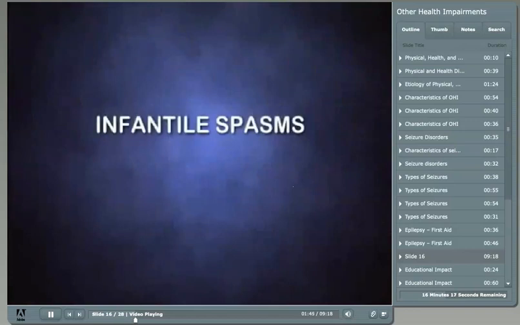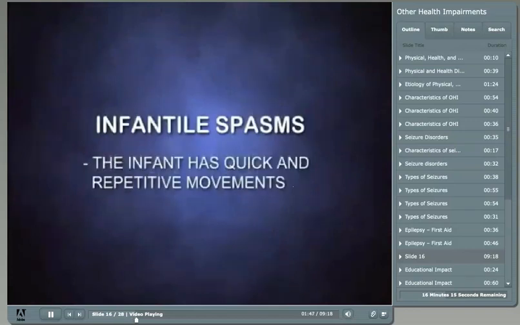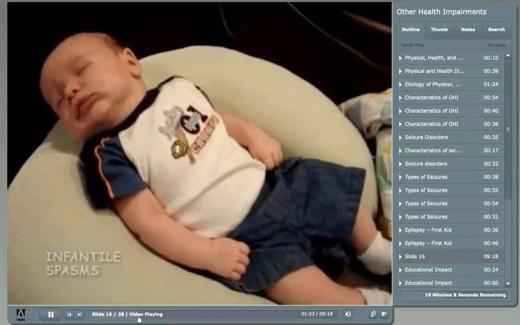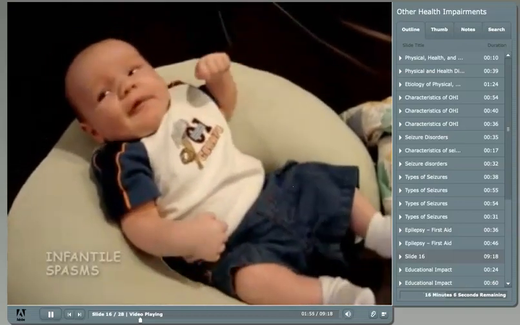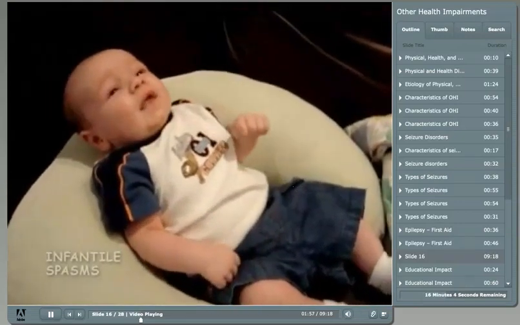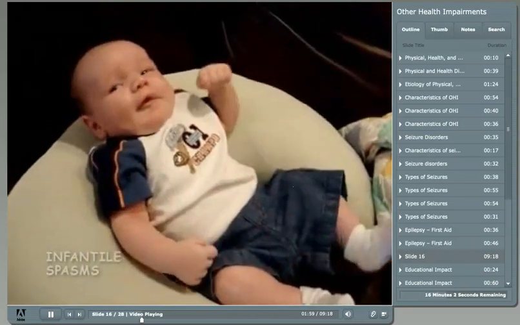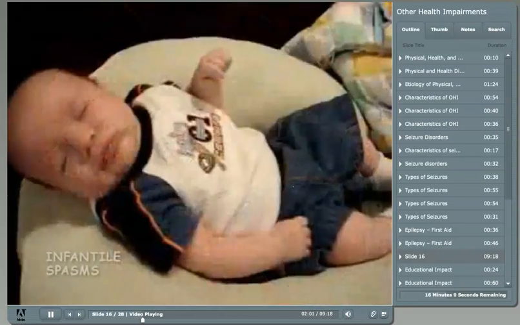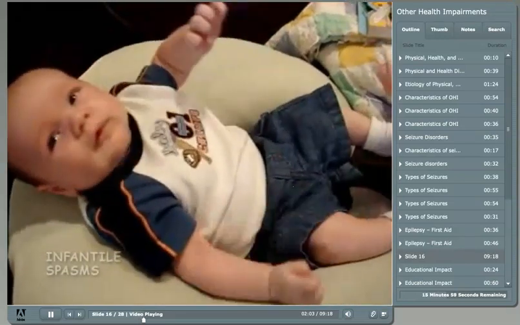Infantile spasms. During infantile spasms, the infant has quick and repetitive movements, which can be numerous. This 3-month-old boy is having a cluster of spasms indicated by the extension of his arms. You have to watch closely to notice the seizures, which is why infantile spasms are not easily seen.